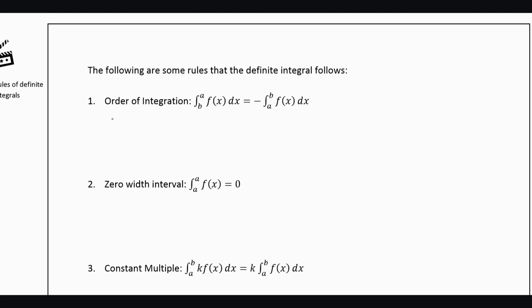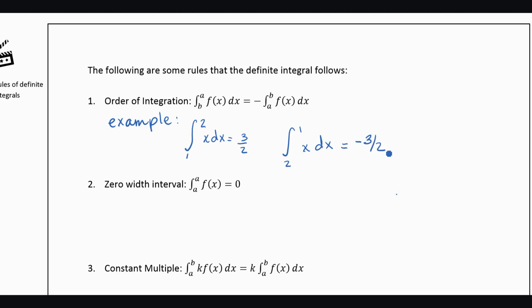So for an example, let's say you were just told, and you'll learn how to do this, that the integral from 1 to 2 of x dx was equal to 3/2. Then what this tells us is that the integral from 2 to 1 of x dx, if we just switch the 1 and the 2, is equal to -3/2.